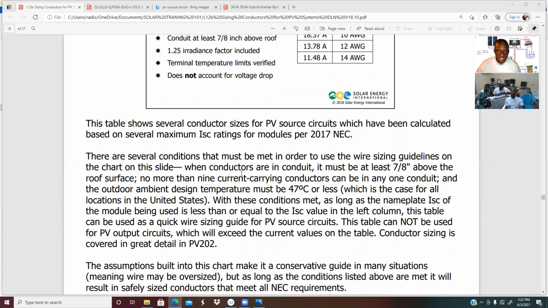There are several conditions that must be met in order to use the wire sizing guidelines on the chart on this slide. When conductors are in conduit, it must be at least 7/8 above the roof surface. No more than 9 current carrying conductors can be in any one conduit. Mr. Kotuma, what does that mean?